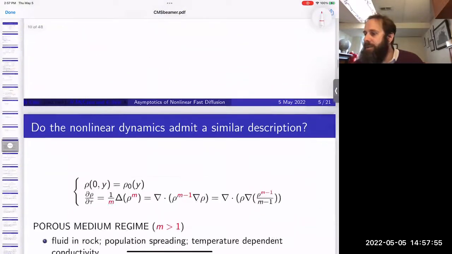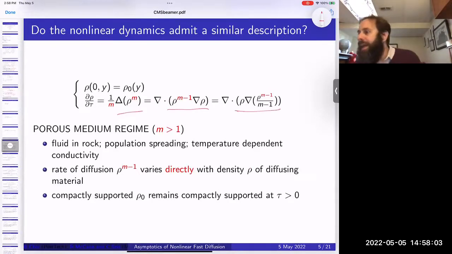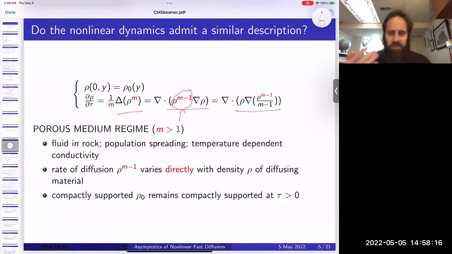So, gosh, here we go. Of course you can write this nonlinearity in several different ways, and the one that I want to focus on is this one here, where you see that if you think of rho again as being a temperature, the temperature to the power m-1 is acting like a diffusivity, like the rate at which the material is conducting temperature.